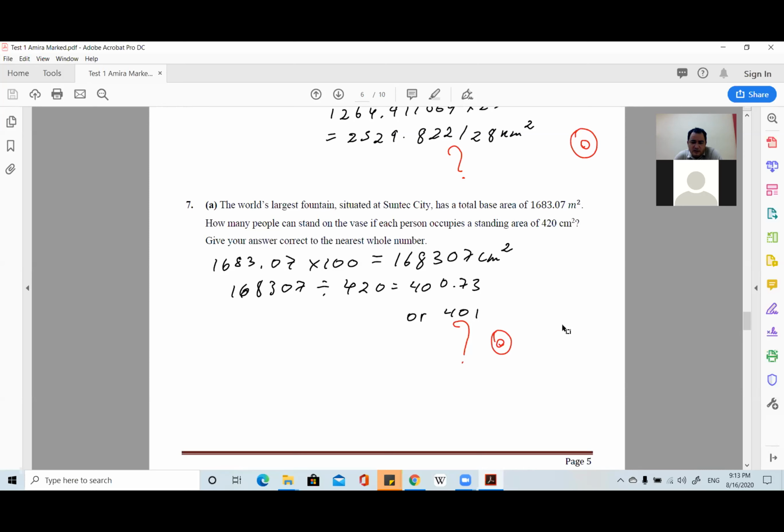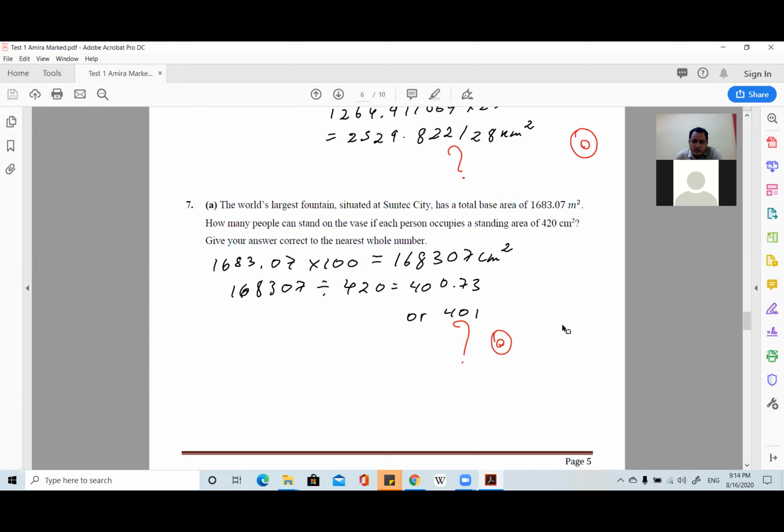Okay, you need to divide this, but I think again you got confused with the units. See here, it's given in square meters, right? And here, the standing area of the people is given in square centimeters. So either you have to change square centimeters into square meters, or square meters into square centimeters. Then we can cancel them out and simplify this. But you didn't do that.